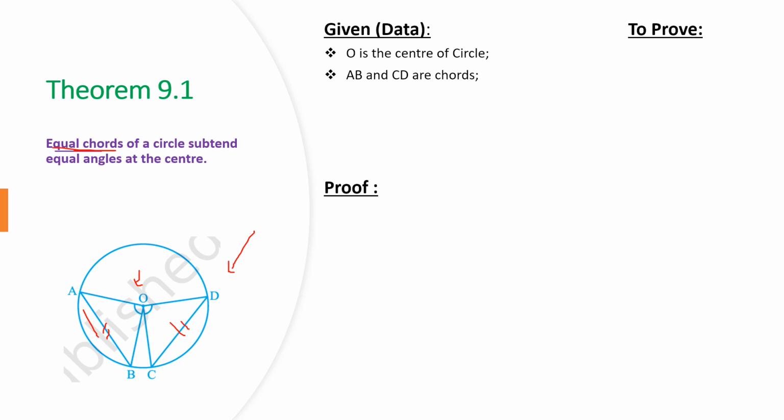They are chords of this circle. Two chords. Next, AB is equal to CD, because the theorem states equal chords of a circle. So AB is equal to CD, equal chords. It's given to you, right?